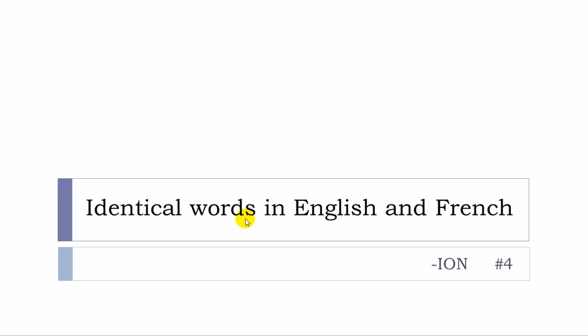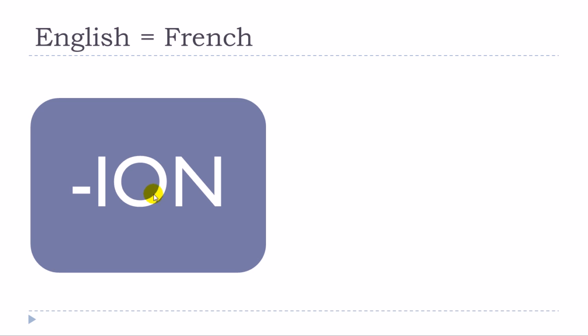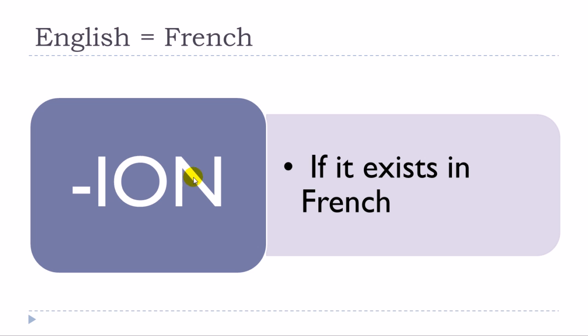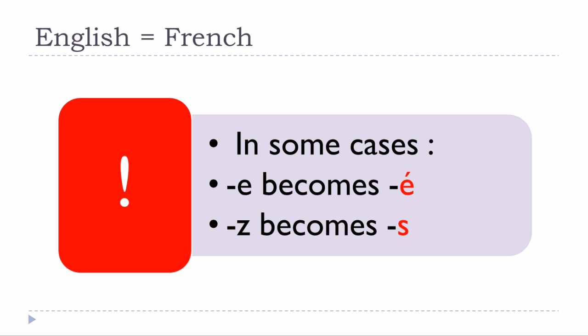The theme is identical words in English and in French, and in this video and the previous and following videos we especially focus on the words that end with -ION, okay? And keep in mind the first rule: it must exist in French. Not all -ION words in English exist in French, okay? So that's the first thing, and then remember that in some cases we'll write them a little bit differently, okay? So that's the thing, and the list continues.